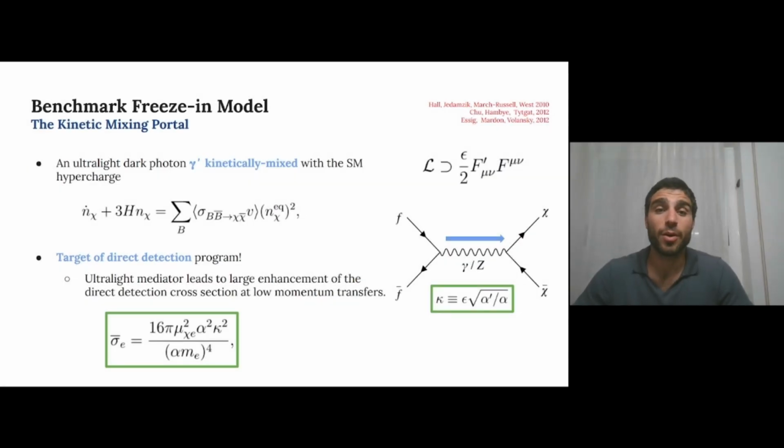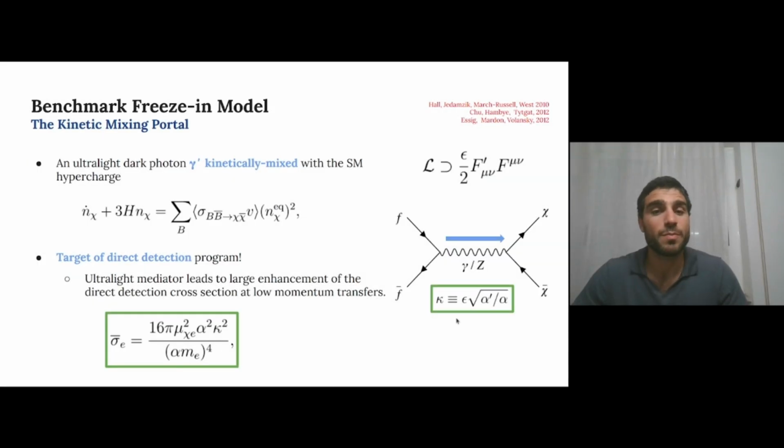A popular benchmark freeze-in model is one in which dark matter freezes in via coupling to an ultralight dark photon that kinetically mixes with the standard model photon. The relevant interaction term in the Lagrangian is the following, where epsilon is the kinetic mixing and is a dimensionless parameter much smaller than 1. Here I'm showing the Boltzmann equation for the dark matter evolution, where on the right hand side we're summing over all the standard model particles B that produce dark matter at tree level. On the right, I'm portraying an example Feynman diagram for these dark matter production processes, where I'm emphasizing the relevant parameter for the production rate, which is the so-called portal coupling kappa, which is defined as the product of epsilon times the square root of the ratio of the dark and standard model fine structure constants.